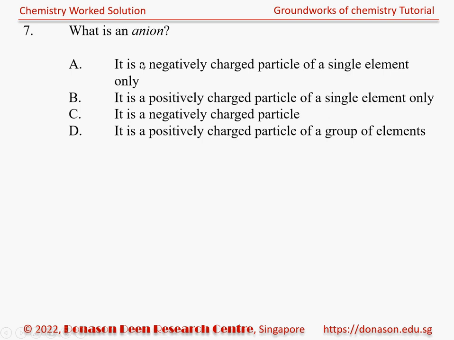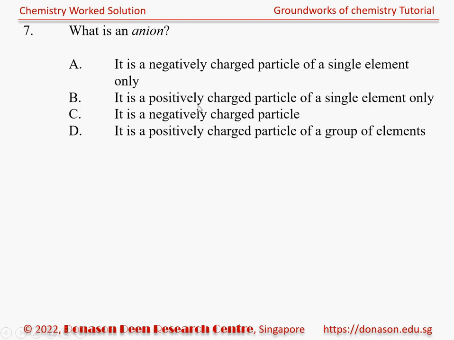What is an anion? Anions are definitely negatively charged particles, particles of a single element only. In that case, we are talking about a simple anion like chloride or bromide or iodide or whatsoever, right? But of course, this definition does not include ions like carbonates, which are called complex anions.